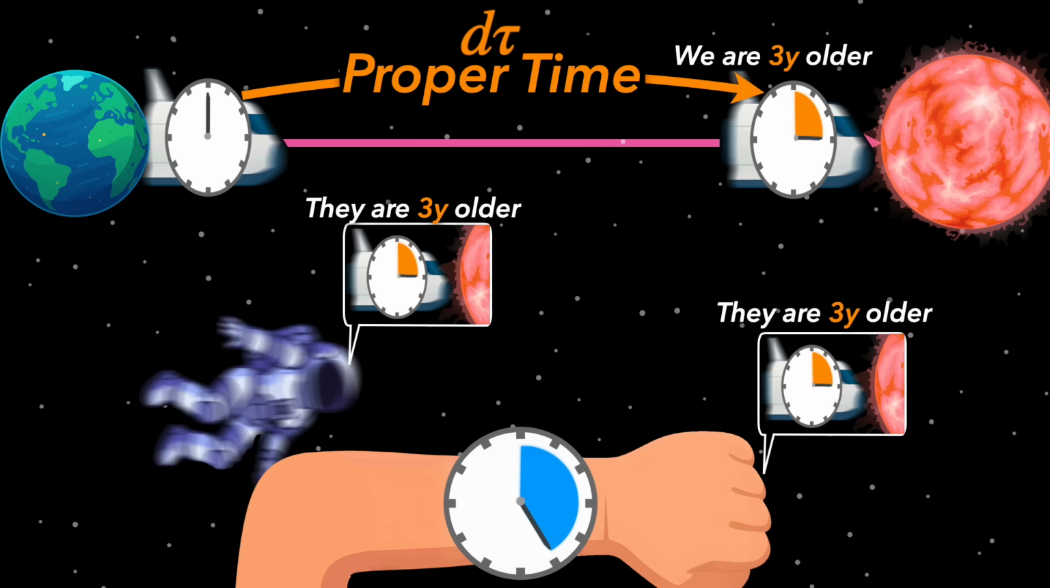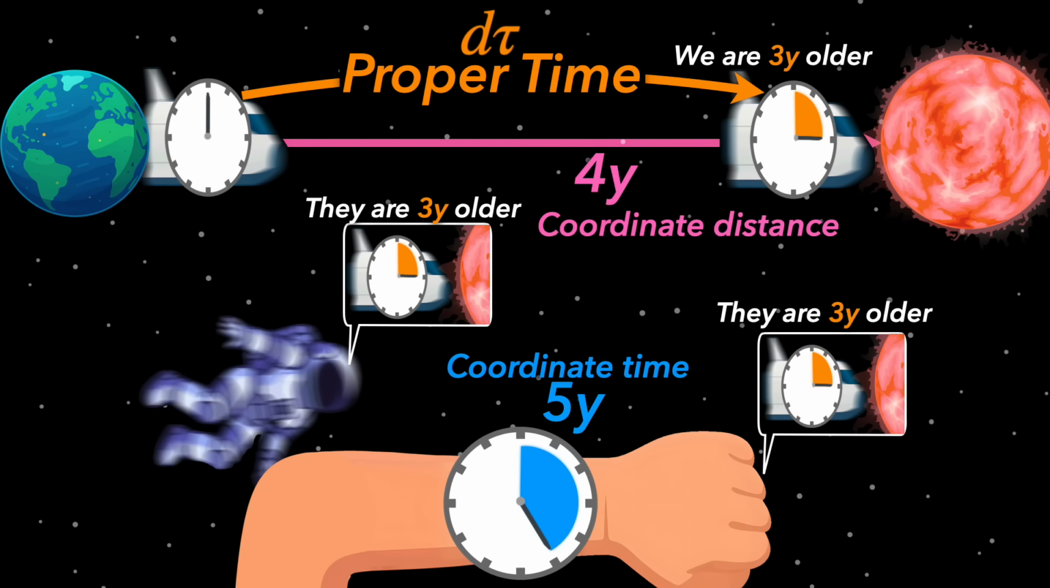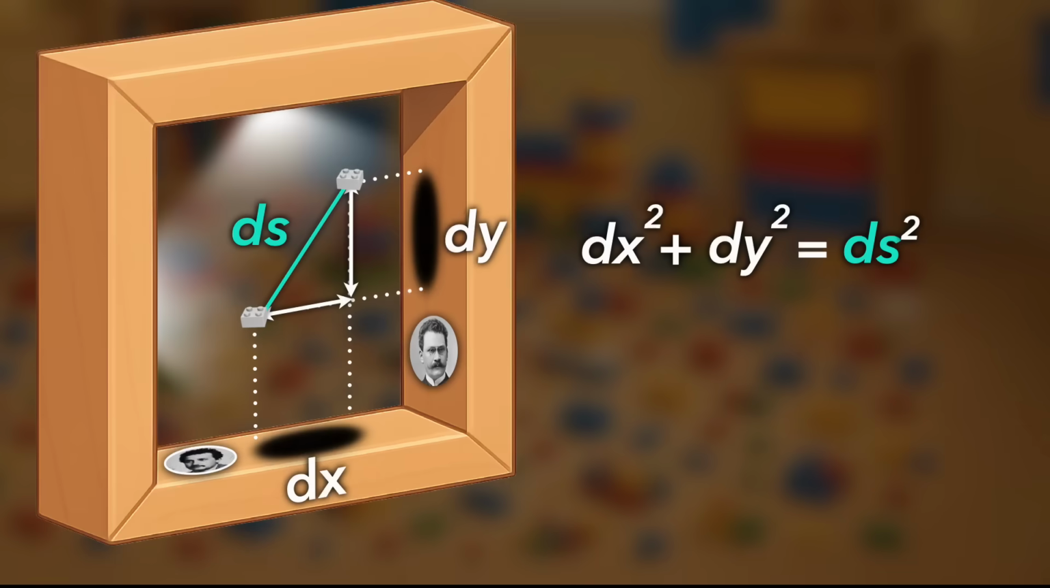In contrast, our clocks are not present at both events. We instead rely on our coordinates. So these are coordinate times and coordinate distances. They depend on reference frames. They are the shadows. But the proper time, in some sense, is real. It's like the actual distance between the two hanging Legos. It represents the true distance in space-time.